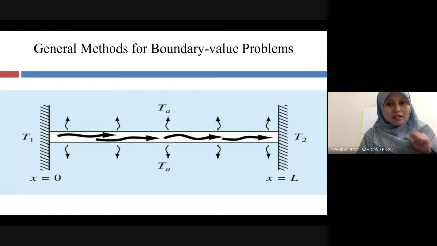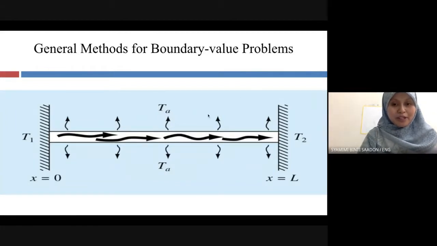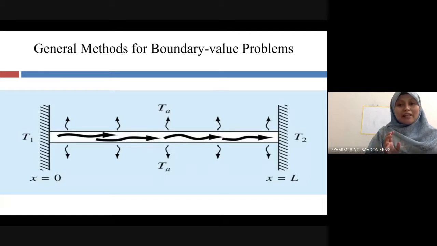Okay, so a heat transfer problem is an example of second order boundary value problems that we can use to apply these boundary value methods. Basically, in this chapter and the next chapter, we will apply the heat transfer problems to solve these boundary value problems.